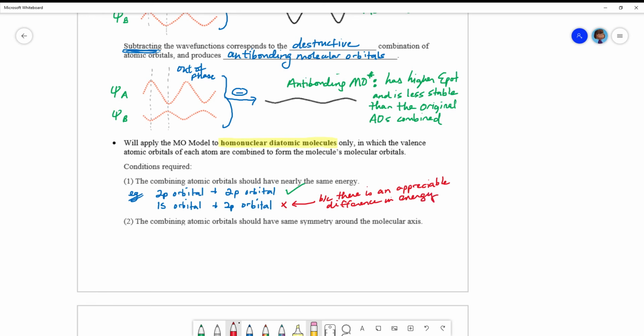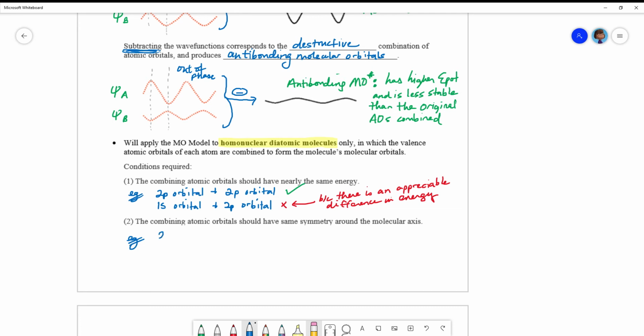The second condition that must be met when we combine atomic orbitals together to form molecular orbitals is that the combining atomic orbitals should have the same symmetry around the molecular axis. So what is meant by this? Well, for example, if we were looking in a 2p subshell, there are three orbitals in a 2p subshell: the px, the py, the pz.